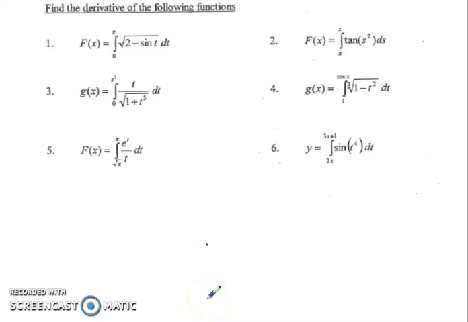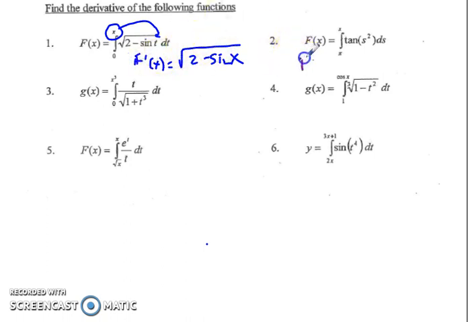All right, here we go on finding the derivative using the fundamental theorem of calculus. Some of the problems are fairly straightforward in that our upper limit of integration is simply x. So we plug in x for t, and the derivative, big F prime of x, is equal to the square root of 2 minus the sine of x.